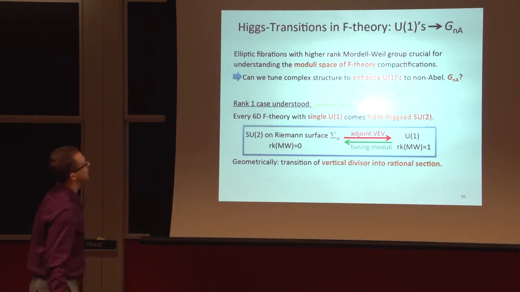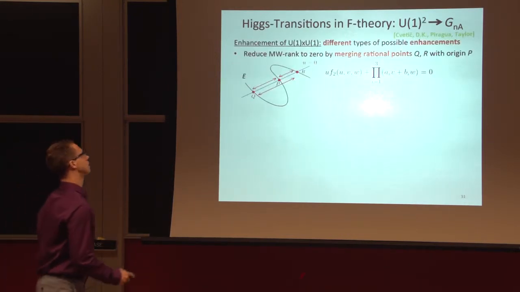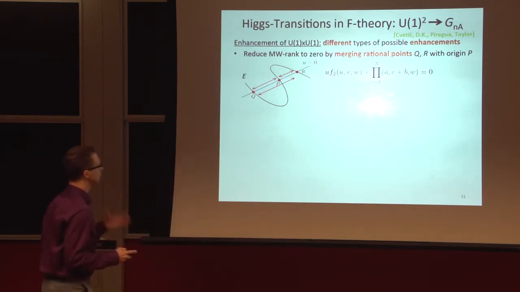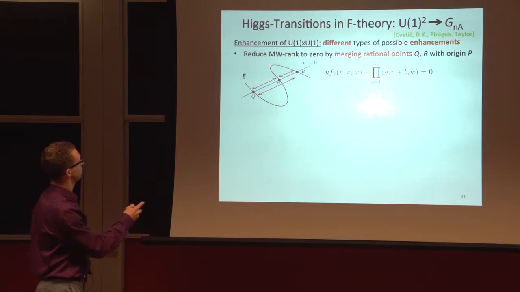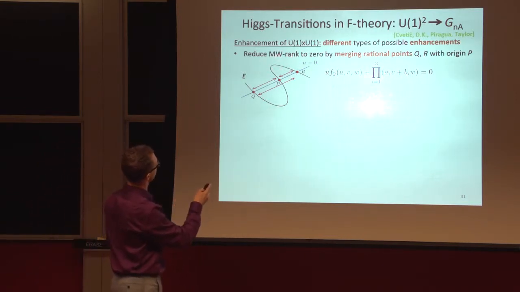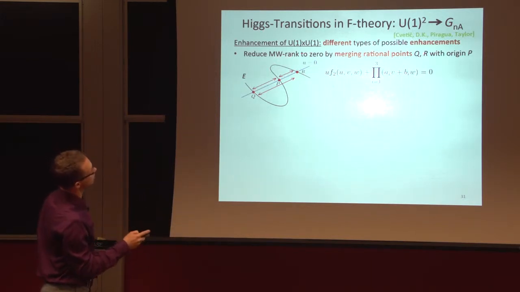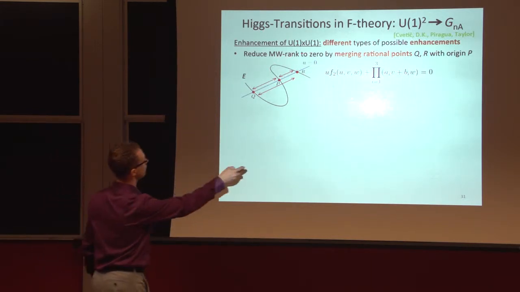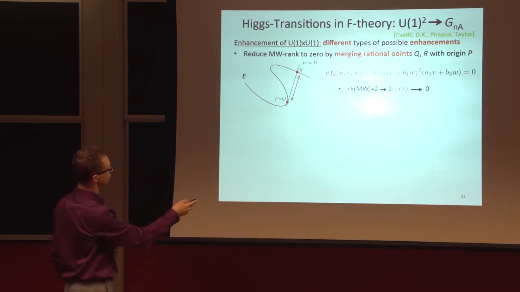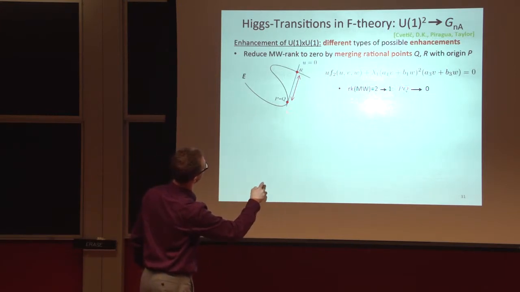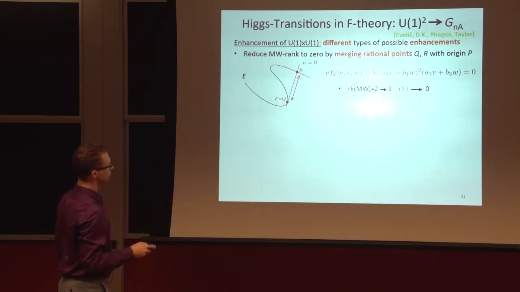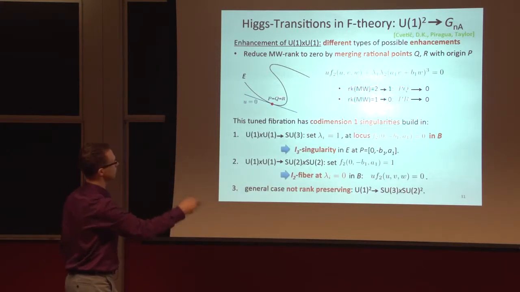However, in the rank 2 case, the story is a little different because there are different types of possible enhancements. So how does this work? What do you have to do in order to enhance U1s into non-abelian groups is you have to reduce the Mordell-Weil rank by merging these rational points with the origin. So here's the cubic, we have 3 rational points. So let's make P and Q agree. This means that the distance between these points has to be set to 0. And then let's also make the point R agree with the points P and Q. And this means that the second distance has to be set to 0.